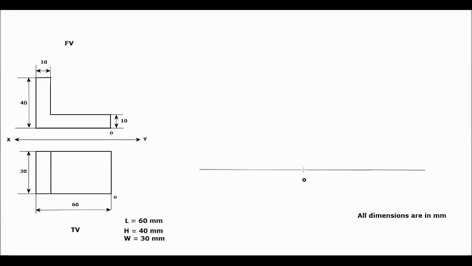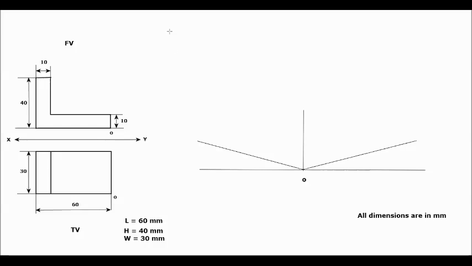Through this O point, you have to draw a line at an angle of 30 degrees on the right side of the O point. Then you have to draw a line at an angle of 30 degrees on the left side of this O point, and then through the O point you have to draw a vertical line above this O point as given in the front view. So your front view lies above the O point, so you need to draw a vertical line above this origin point.